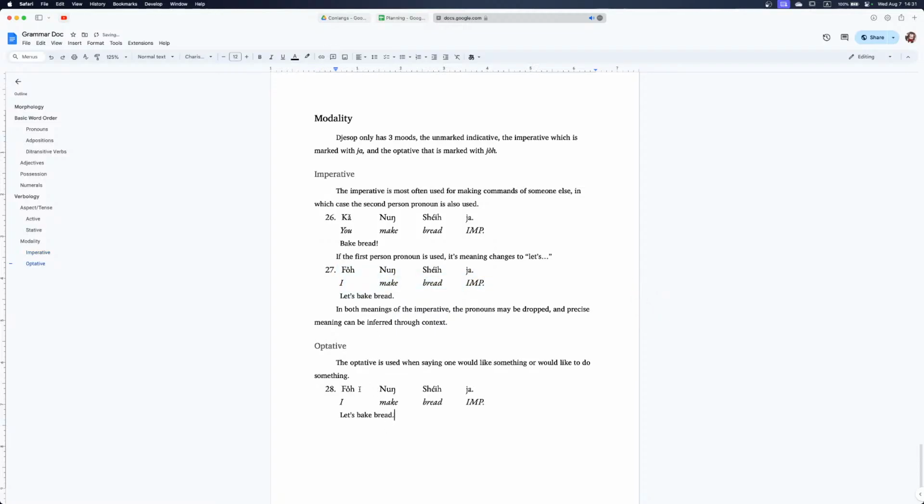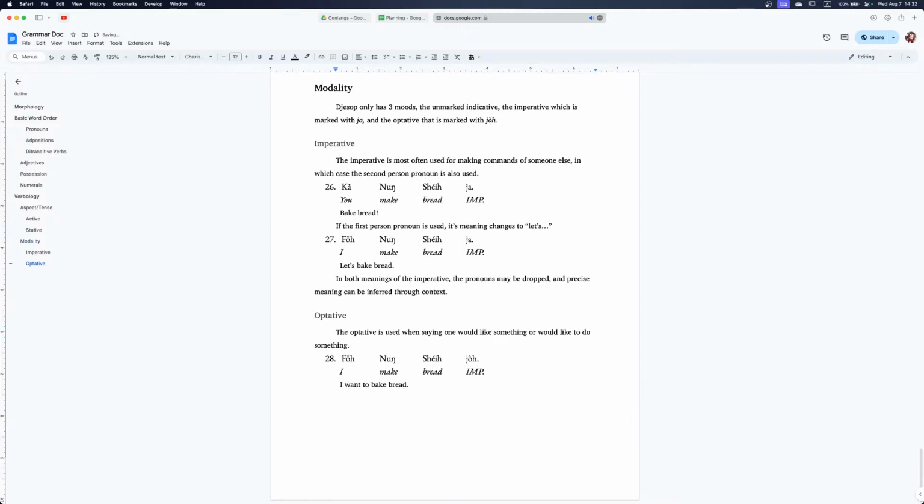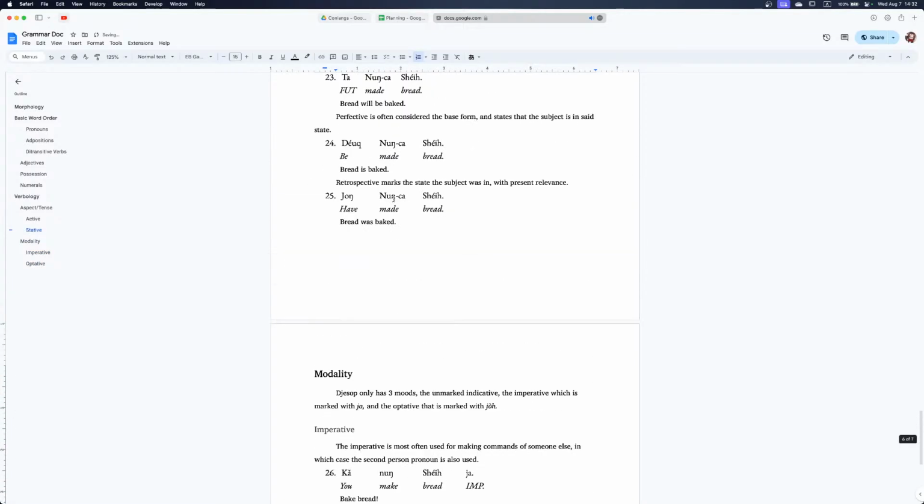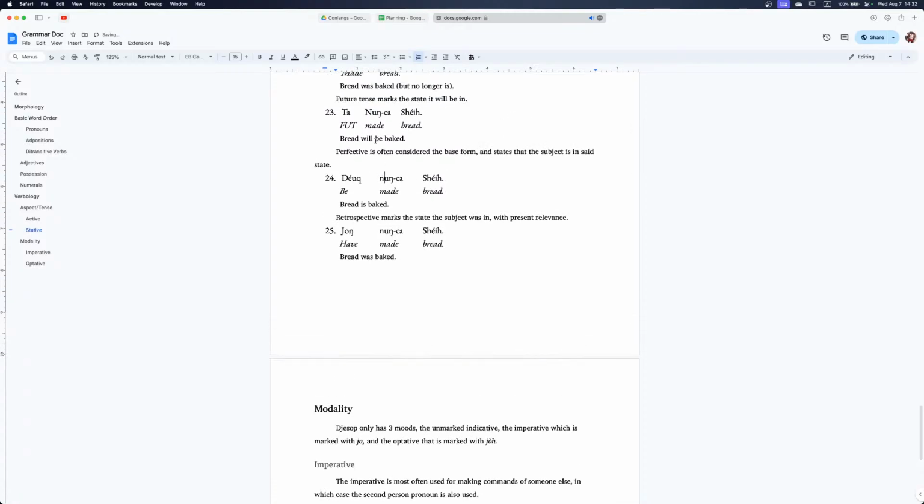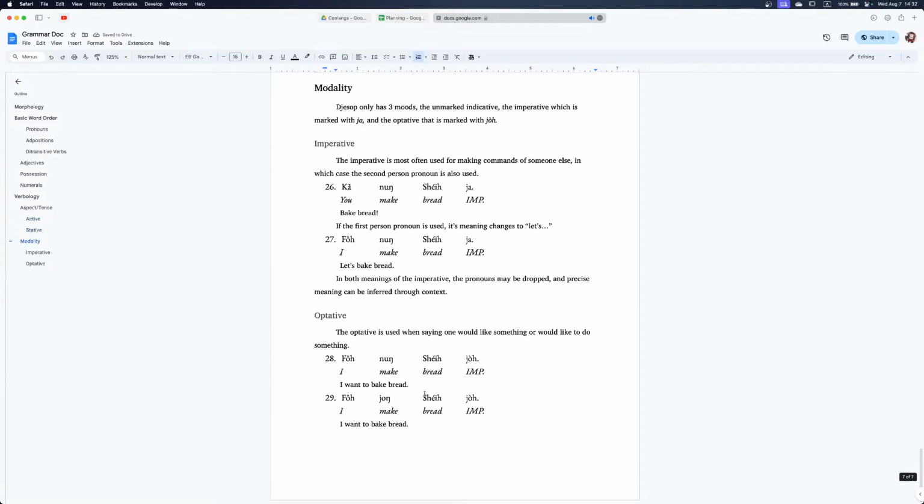So, in that case, I want to make bread. And then if we change the verb to something like "have," these all should be lowercase actually, since they're not the beginning of the sentence. I want bread.